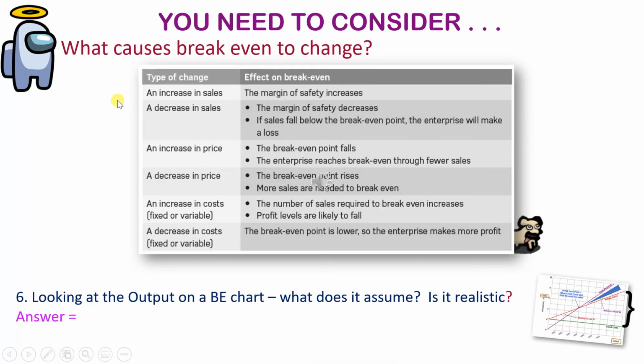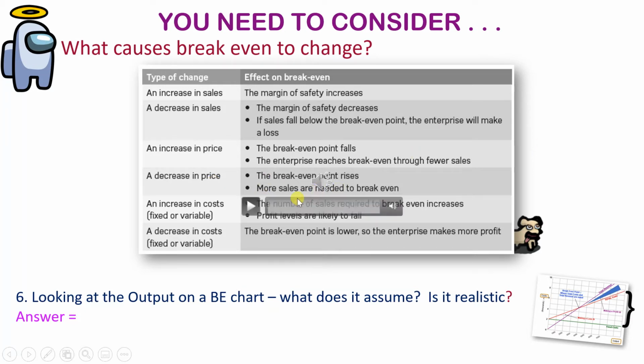So let's explore what causes break-even to change a little bit more. We have an increase in sales, so the margin of safety is going to increase as well. A decrease in sales, the margin of safety, guess what, decreases. If sales fall below the break-even point, the enterprise makes a loss. An increase in prices, break-even point falls, the enterprise reaches break-even through fewer sales. A decrease in price, break-even point rises and more sales are needed to break even.